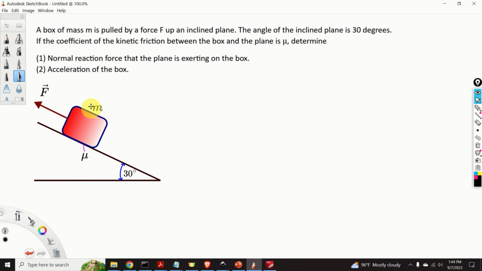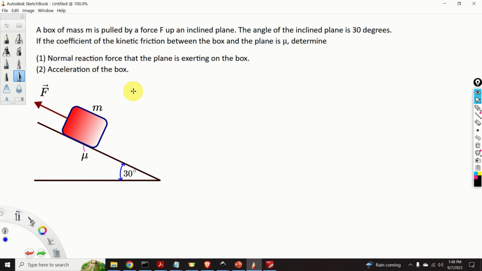Here's the problem statement. A box of mass m is pulled by a force F up the inclined plane. The angle of the inclined plane is 30 degrees. If the coefficient of the kinetic friction between the box and the plane is mu, determine number 1. Normal reaction force that the plane is exerting on the box. Number 2. Acceleration of the box.